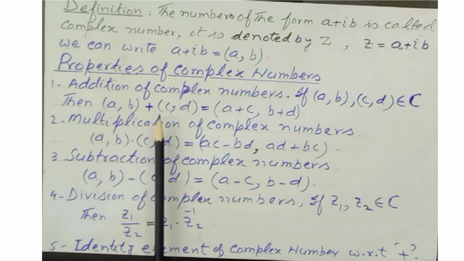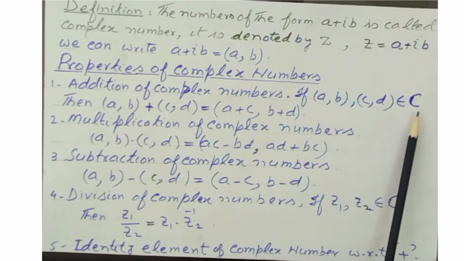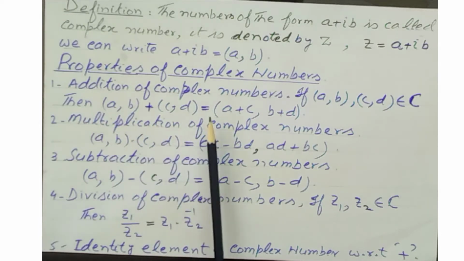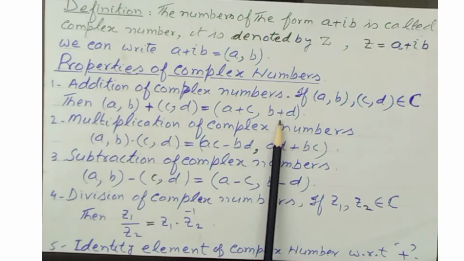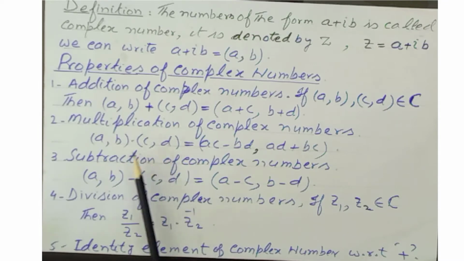Number 1, addition of complex numbers. If (a, b) and (c, d) belong to C, the set of complex numbers, then (a, b) plus (c, d) equal to (a plus c, b plus d). Number 2, multiplication of complex numbers. (a, b) into (c, d) equal to (a into c minus b into d, a into d plus b into c). Number 3, subtraction of complex numbers. (a, b) minus (c, d) equal to (a minus c, b minus d).